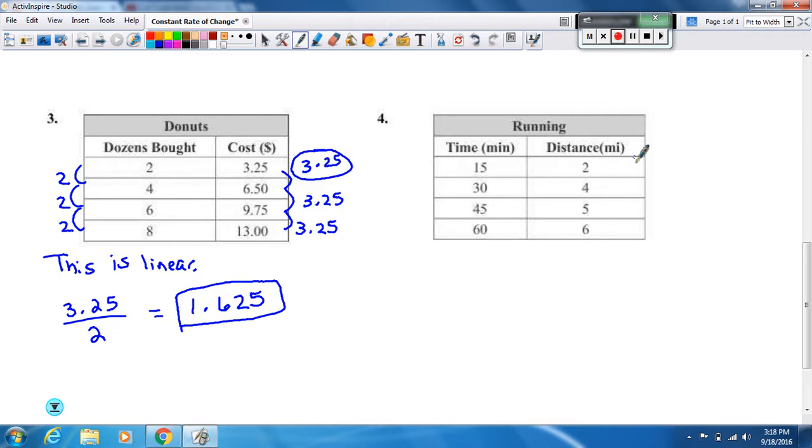Okay, number 4, the distance. From 2 to 4 is up 2. 4 plus 2 is 6. Oh, that's not constant. The first one went up 2, the second one went up 1. This is not linear, because there is not a constant rate of change.